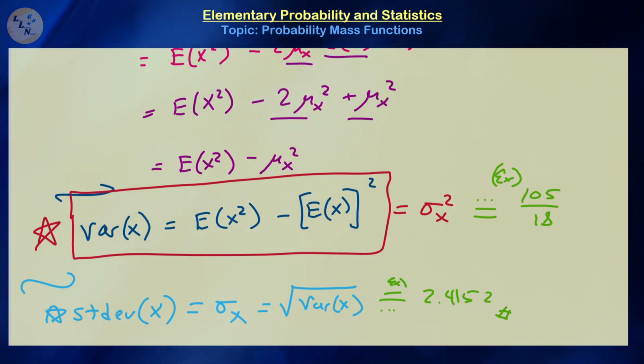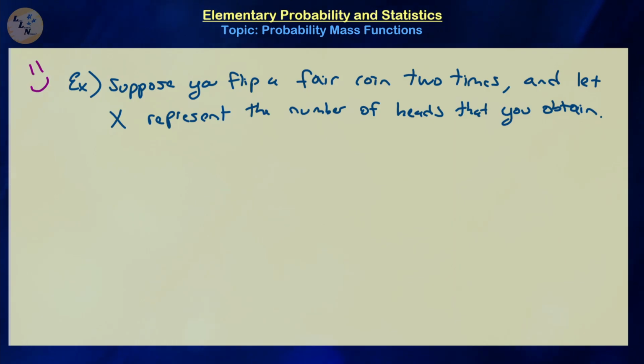Now, in terms of real-world applications, we're definitely going to get into them a little bit later, but at least for now, you should be comfortable with the calculations of the mean, second moment, variance, and standard deviation of a discrete random variable. So to close this video out, let us just do a brief example of a baby application on how we can use these probability mass functions.